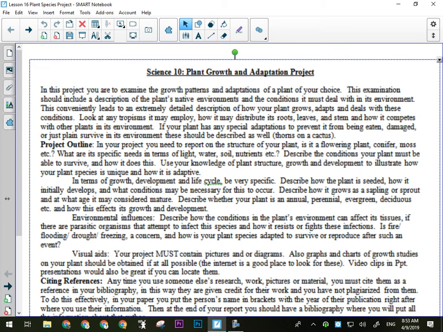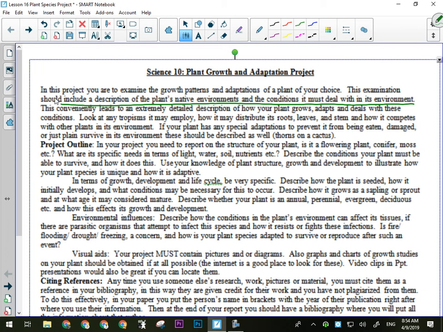That should include a description of the plant's native environment and the conditions it must deal with in that environment. So if you're talking about an Engelmann spruce, they live near the tree line in the Rocky Mountains where winters are long and cold and summers are short and hot and it's quite dry. Rock slides and avalanches are a major possibility. Obviously you'd be more thorough than that, but you'd be describing its environment.